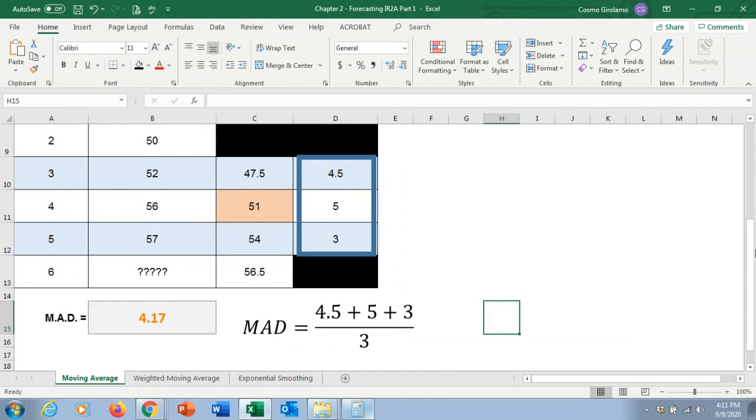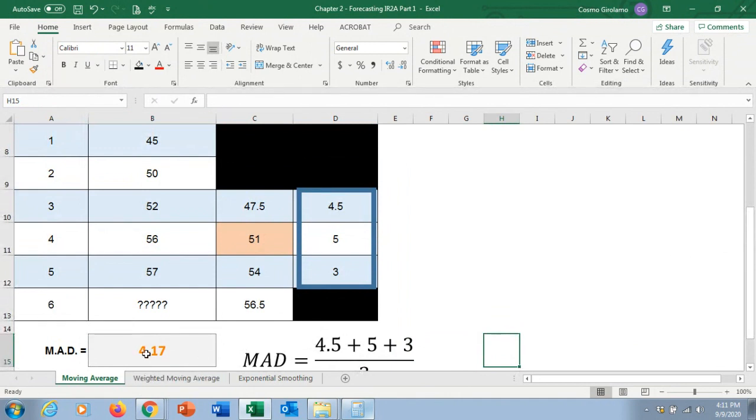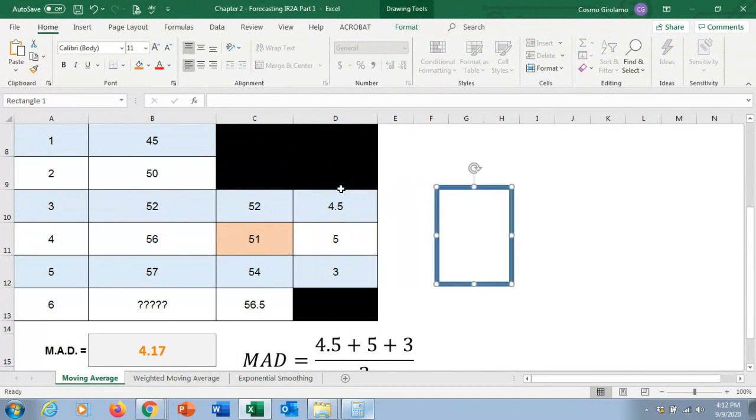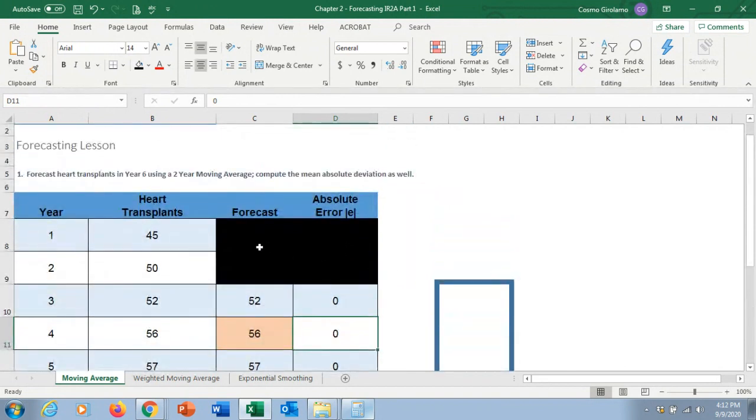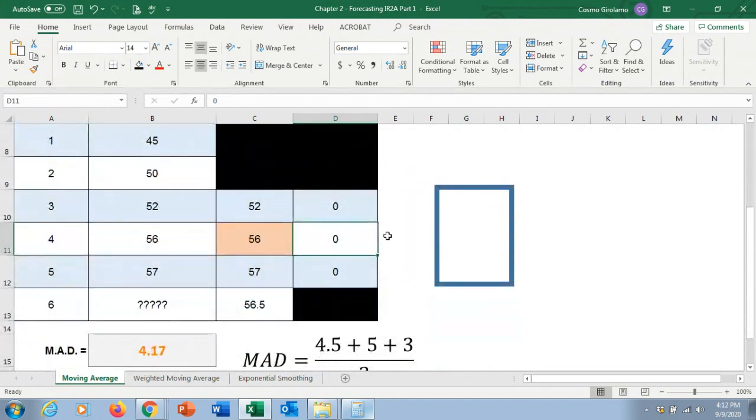So a couple things. The best MAD that I could ever get is 0. Why? Well, if I had predicted 52 and 52 happened, then the difference here would have been 0. If I had predicted 56 and 56 happened, it would have been 0. If I predicted 57 and 57 happens, it would have been 0. If I go 0 plus 0 plus 0 and divide by 3, it's 0. So the lower the MAD is, the better this forecasting method we used was in predicting our value here.